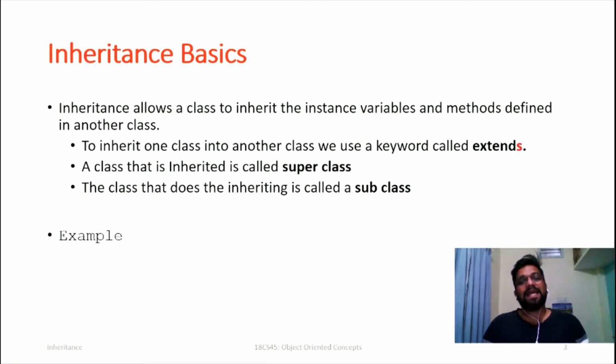How can a class inherit another class? In order to inherit another class, we use a keyword called extends. A class that is inherited, we call a superclass. A class that does the inheriting, we call a subclass. So let us discuss all these concepts with respect to an example.